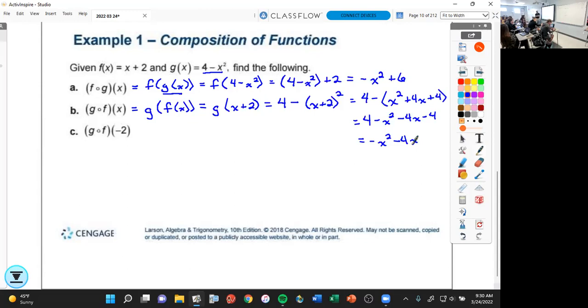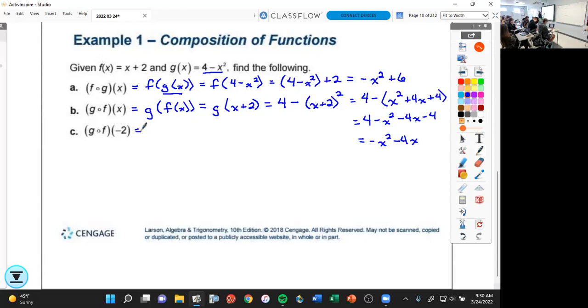Notice C says g of f of negative 2. If I wanted to, since I've already finished part B, all I got to do is plug the negative 2 into this, and I'll get the answer. Okay. Normally, if it just gives me this problem, though, I'm not going to do it that way. Let's write out what this means.